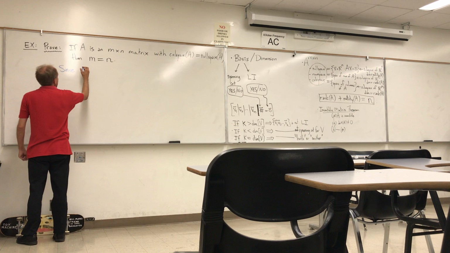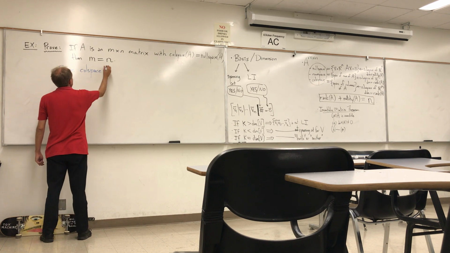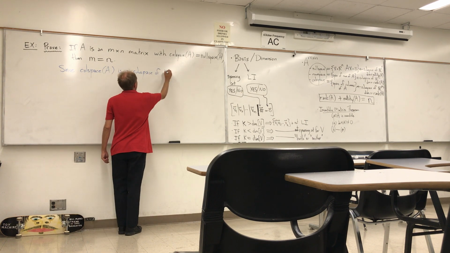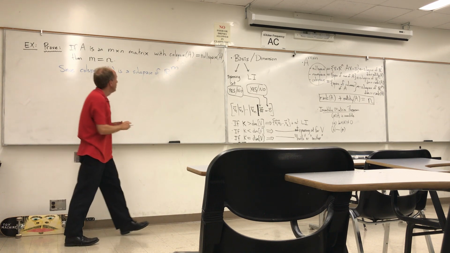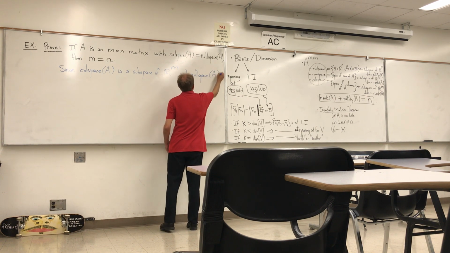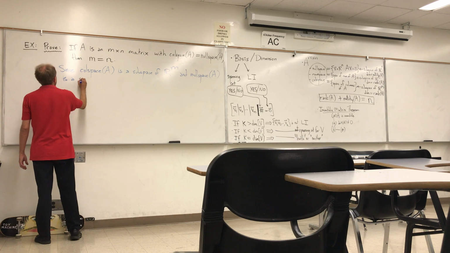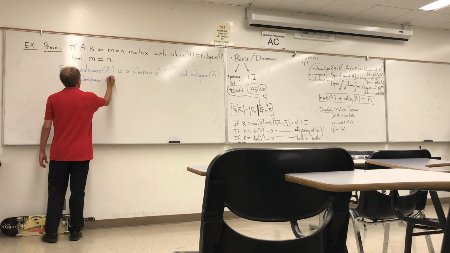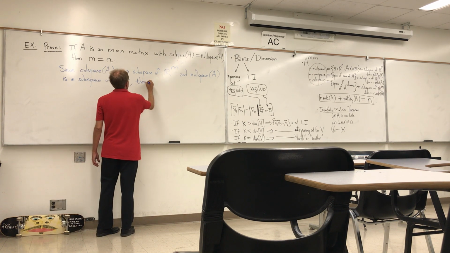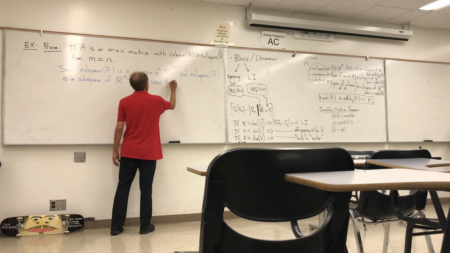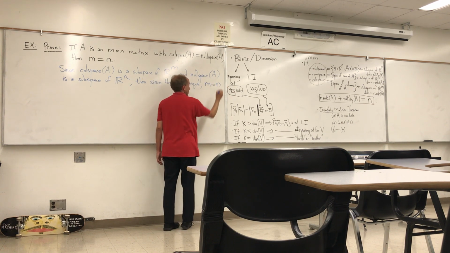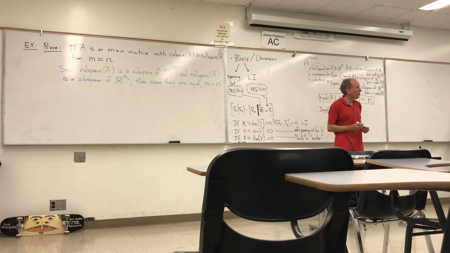You just simply have to say that since the column space of A is a subspace of Rm, and the null space of A is a subspace of Rn, well, then since they are equal, by assumption, we're assuming that they're equal, well, therefore M equals N. That's all you have to do. Just that short.